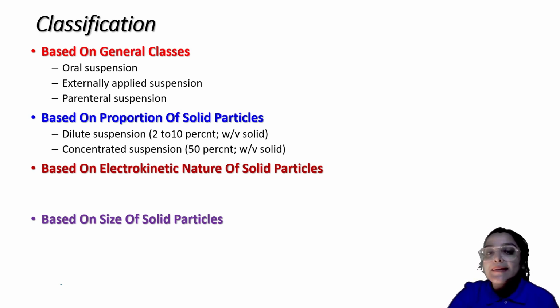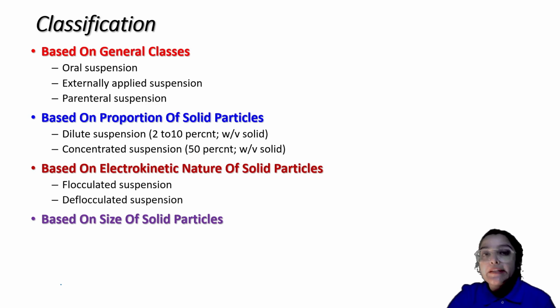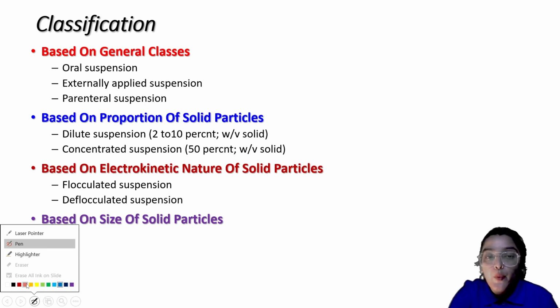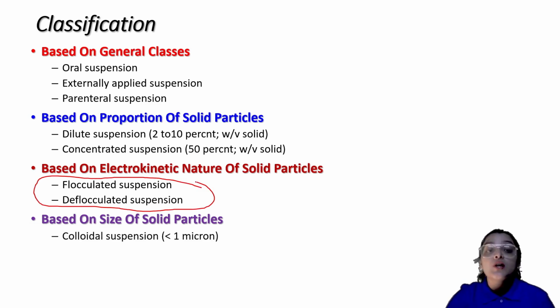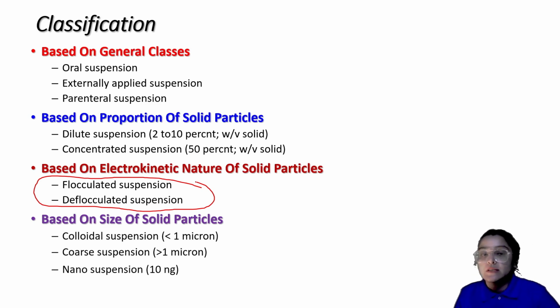Based on the electrokinetic nature of the solid particles, these can be termed flocculated or deflocculated suspensions. Although all these classes are really important, based on your GPAT exam, most of the questions are asked from the flocculated and the deflocculated suspensions, which we will be discussing now. Based on the size of the particles, they can be termed coarse, colloidal, or nano suspensions. So these are some of the important classifications for suspension systems.